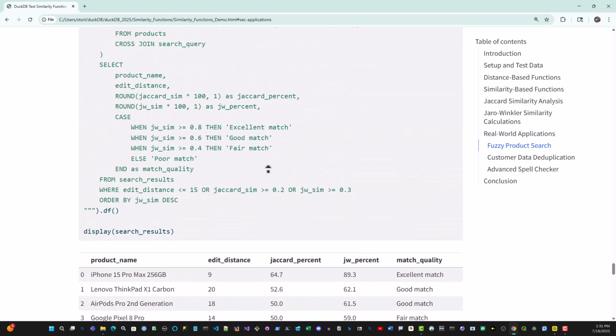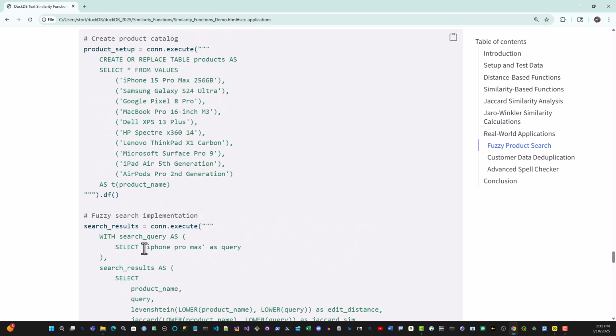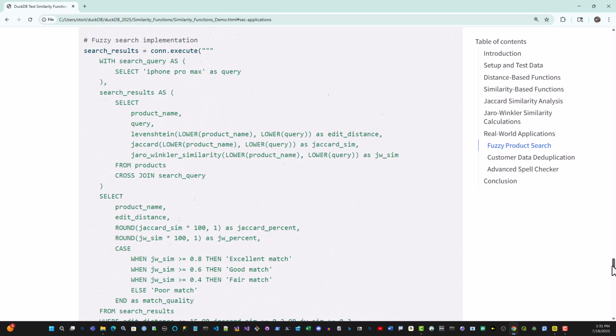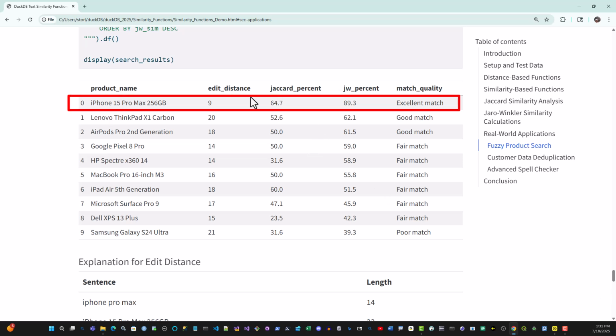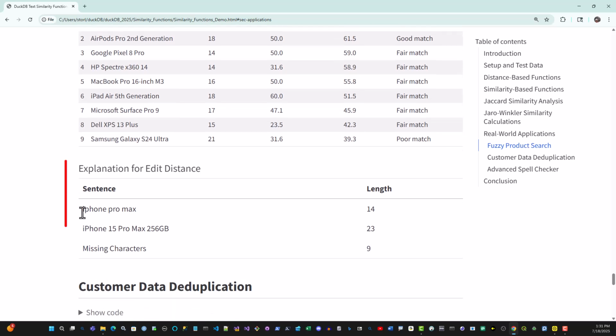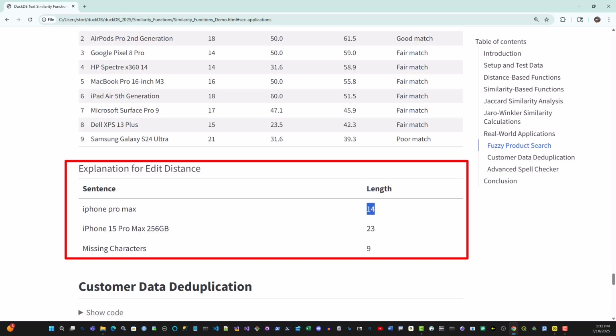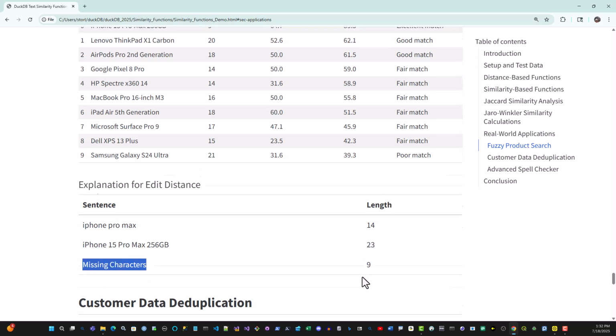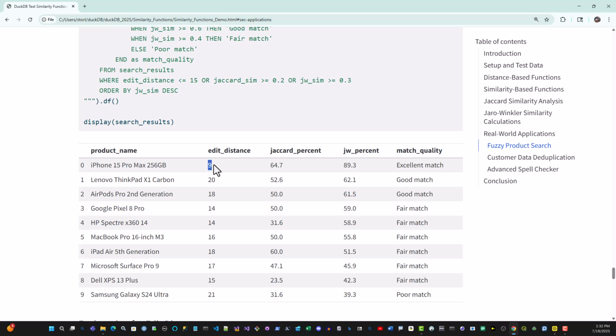So finally, you do a final select here, and down here you can see the result output. When you compare the search term, meaning the iPhone Pro Max, with the values in the table below, you can see how these calculations ended up. For example, this edit distance is based on the length of what you supplied. The iPhone Pro Max has 14 characters. In order for this to turn into this, it's missing characters. Even though you can find the iPhone, notice it's case sensitive. That's why we use the lower function. So this one is 23 in length, and therefore the missing characters is 9. So the edit distance for the first one is 9, and so on.